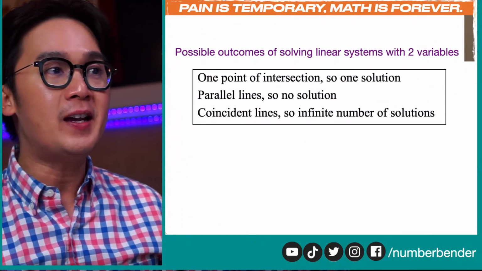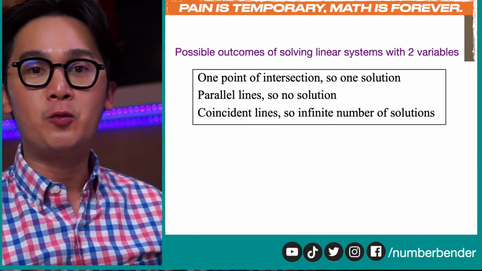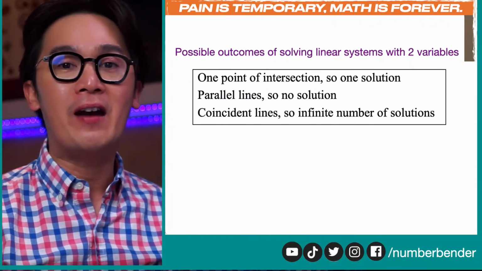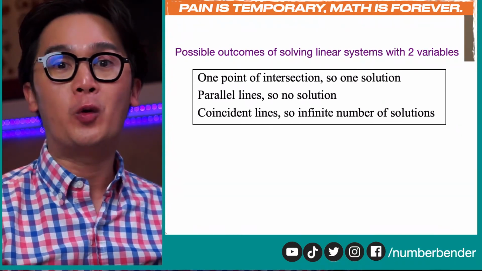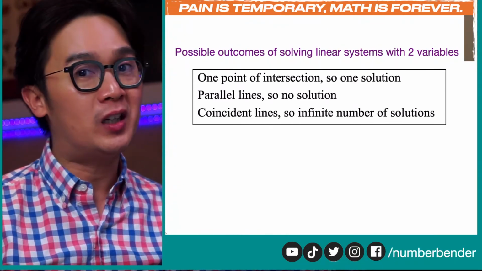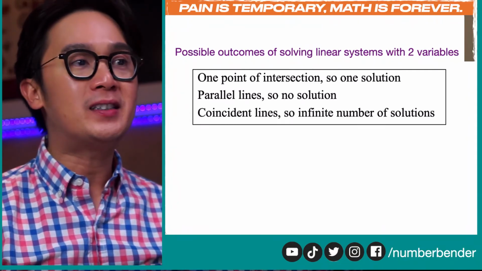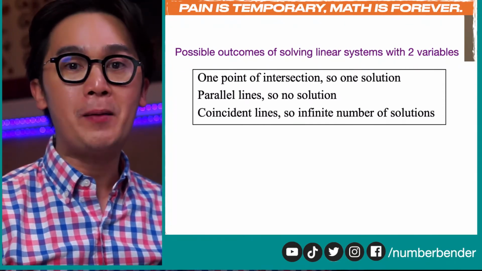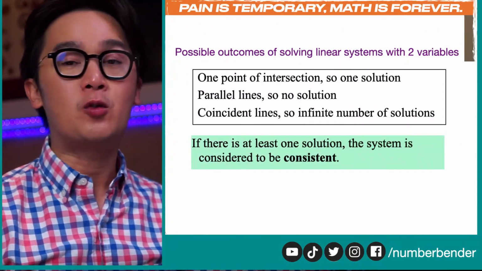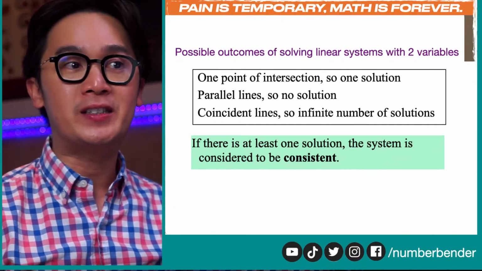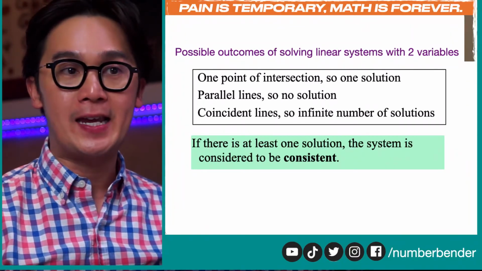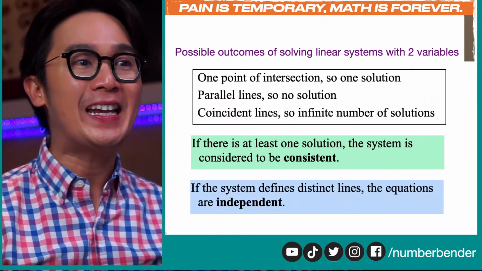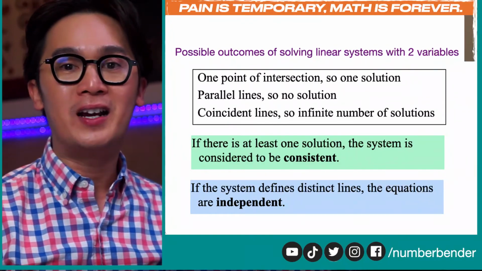So to summarize, if we have one point of intersection, we have one solution in our system. If we have parallel lines, we have no solution. And if we have coincident lines, or similar or identical lines, we can say that we have an infinite number of solutions. Another way of describing it is, if there is at least one solution, just like an intersecting line, we can say that the system is considered to be consistent. And if the system defines distinct lines, the equations are independent.